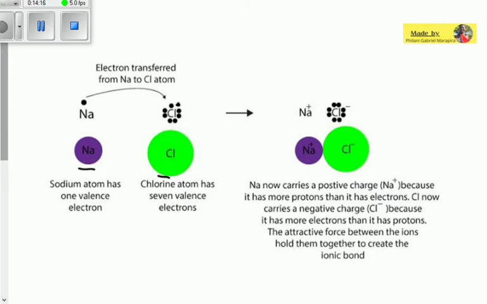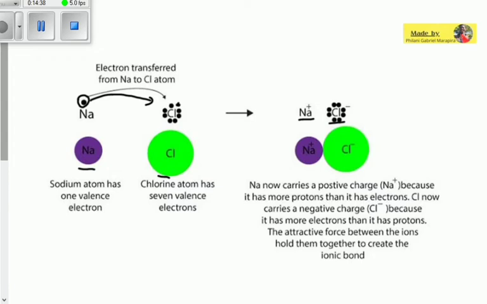Now it's filled, and the valence shell is complete. This is the Lewis dot diagram for chlorine. If it takes this electron transferred from sodium, then it's stable, and we end up having sodium chloride. That is how certain ionic compounds are formed.